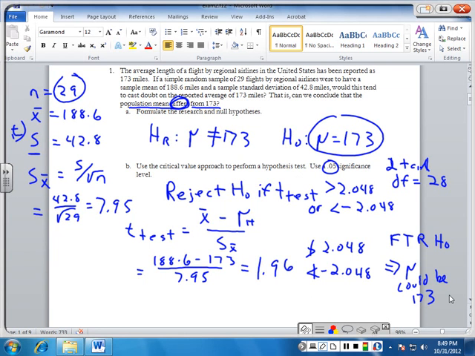I think the biggest mistakes on this one had to do with really setting up the hypotheses. Quite a few people, or at least some people, set that up as a mu greater than, one-tailed test, when it clearly says differ.